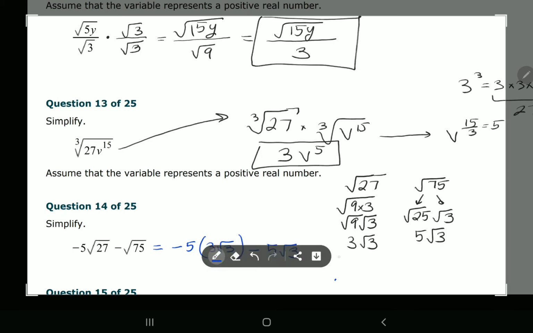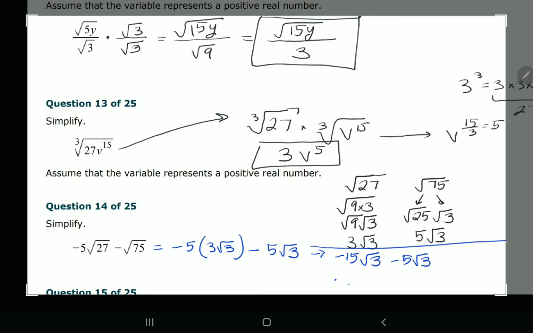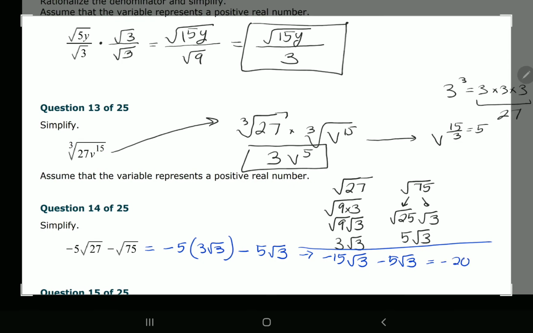Let's multiply. So negative 5 times 3 is negative 15. So negative 15 square root of 3 minus 5 square root of 3. Look at it like this. You owe your bank $15. You borrow $5 more from them. That means you owe them $20. So negative 20 square root of 3. And if you don't pay that $20, you got another $35 on top of that. But that's only for banking, not for this question. The answer is negative 20 square root of 3.